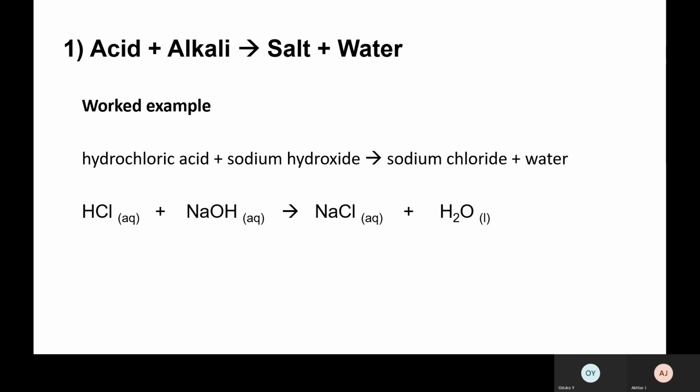Right, so what you should have got is that we know the salt formed is sodium chloride, because we've got hydrochloric acid. So the chloride reacts with the metal in the alkali, so it'll be sodium chloride plus water. And in our formula below, we can see that the acid and the alkali are aqueous solutions. We form an aqueous solution of sodium chloride, but our water is in the liquid state. And we always write water with a state symbol of L.